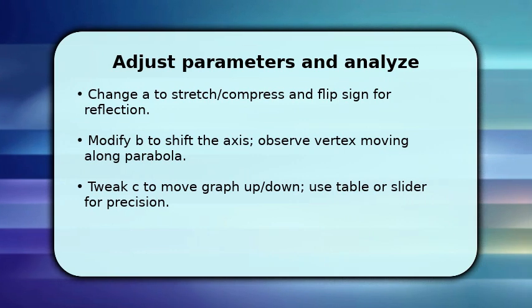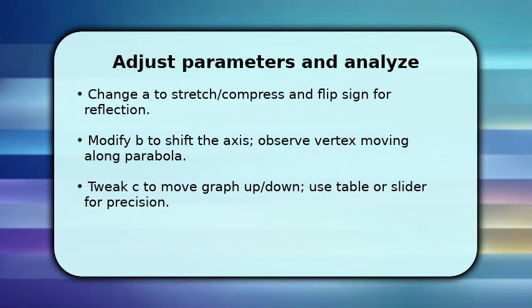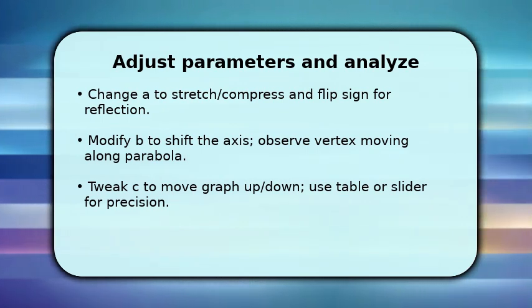Once you change b, watch the axis of symmetry and vertex shift horizontally, which helps you predict root behavior. Then adjust c to translate vertically. Use sliders or the value box for precise increments and consider adding a table to plot sample x, y points so you can confirm intersections and vertex coordinates while experimenting.